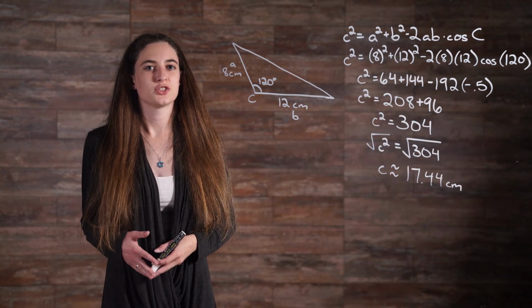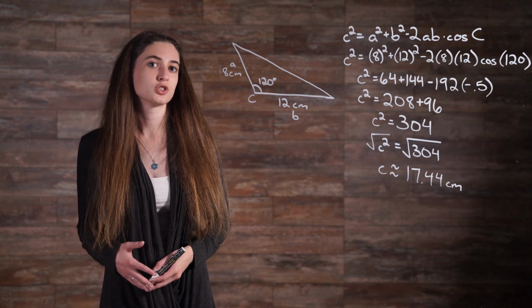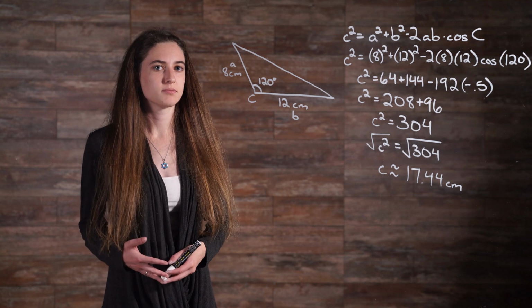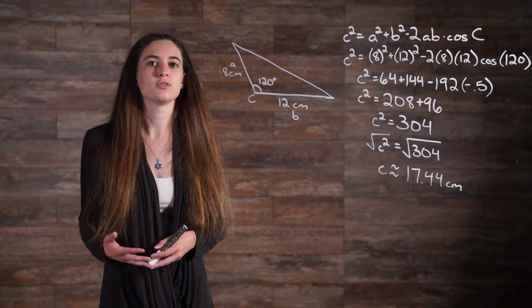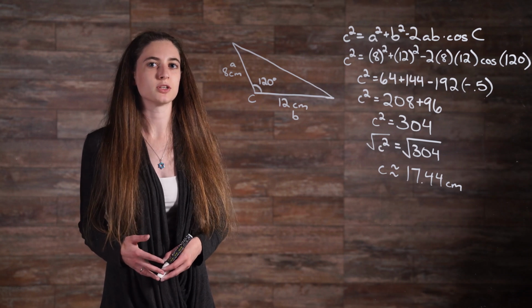Let's try our common sense check again. Side c is opposite the largest angle, so it should be larger than the other sides. And it is. It's also less than the sum of the other two sides, which it must be in order for the shape to be a triangle.